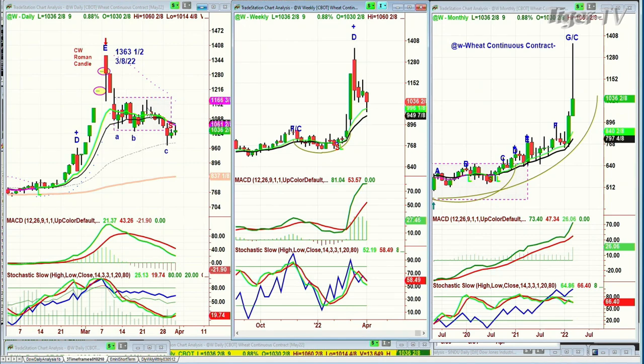And now, you remember gold, I said, if it takes out that left side low, it could start to make lower highs and lower lows. Well, wheat is doing that. It held the 50-period moving average, but it's peak E in the daily, peak D in the weekly, and a G/C in the monthly. So wheat's continuous contract, even with everything that's going on, is holding well, but is way off the high that was made on the 8th.